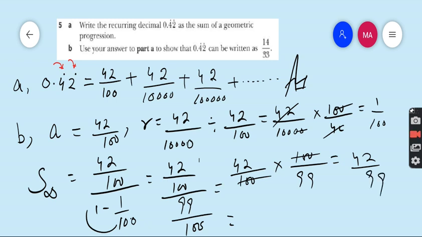Use a scientific calculator. The answer is 14 upon 33. And this is our final answer. We have proved the requirement of part B: use your answer to part A to show that 0.42 recurring decimal can be written as 14 upon 33. So the important point is the place value is hundredths, so we have to write 42 upon 100, then multiply by 1/100, then multiply by 1/100, and so on. I hope you understand.